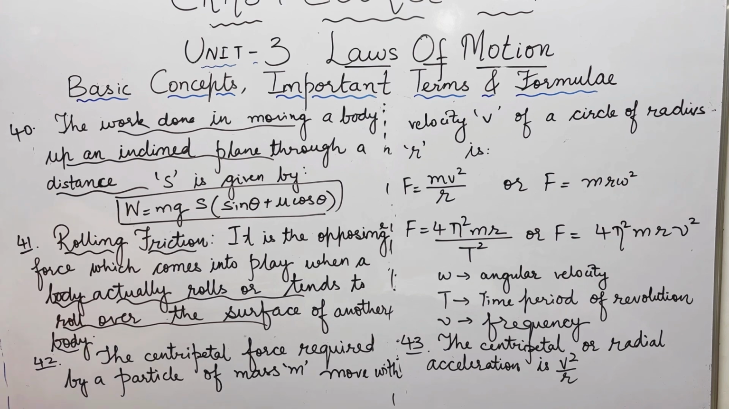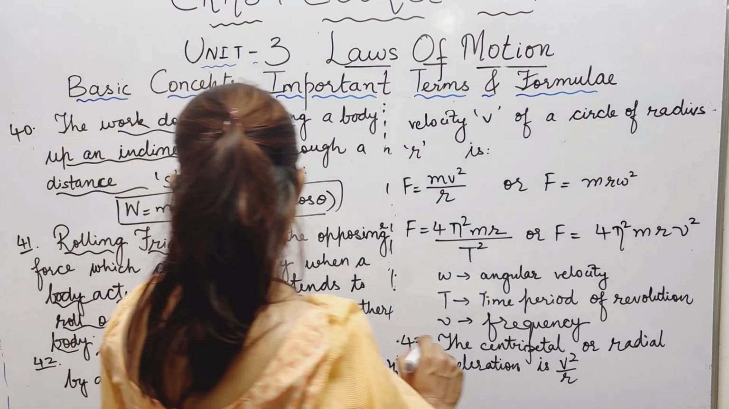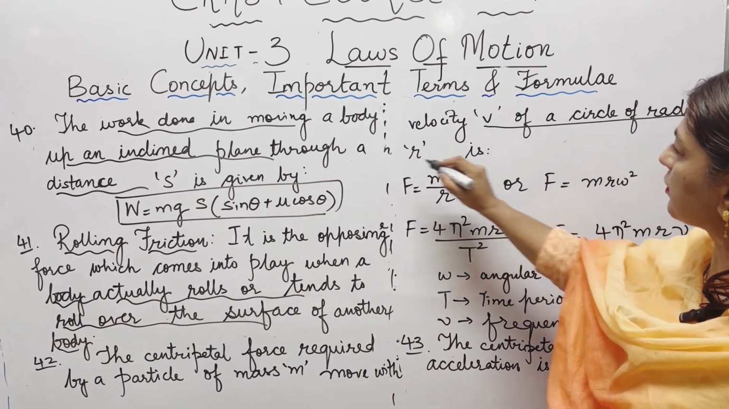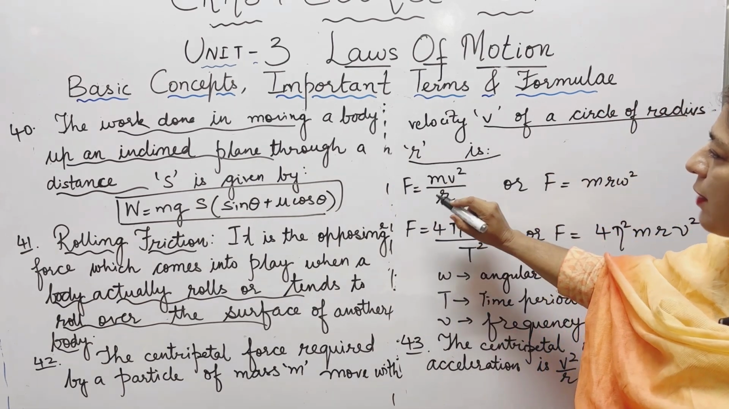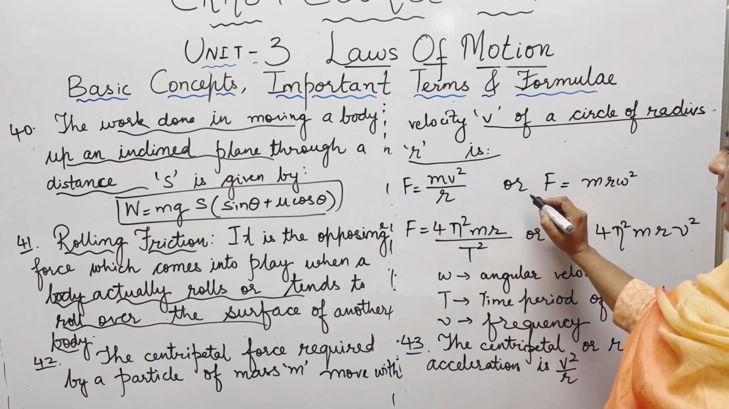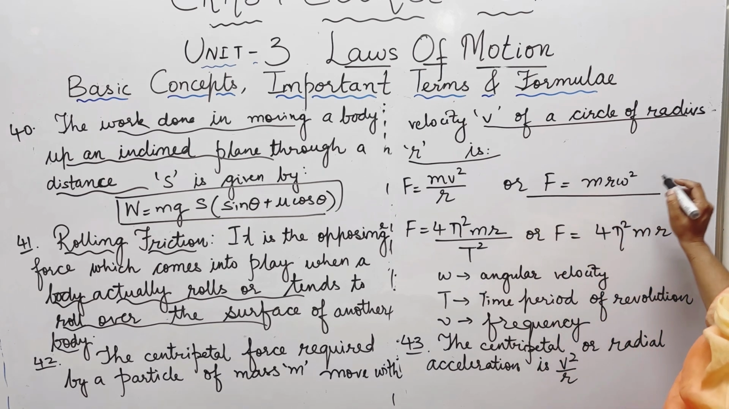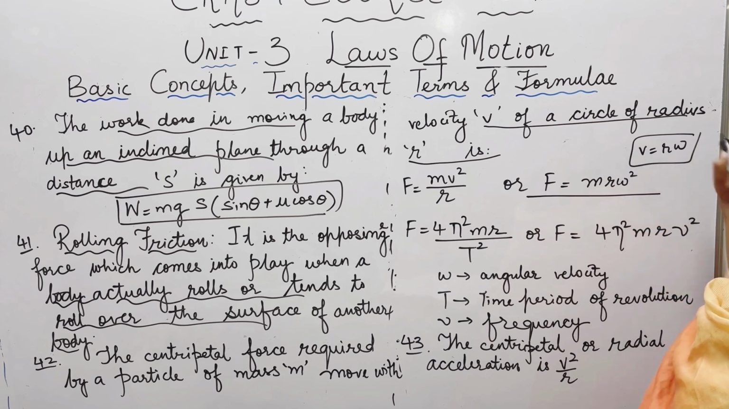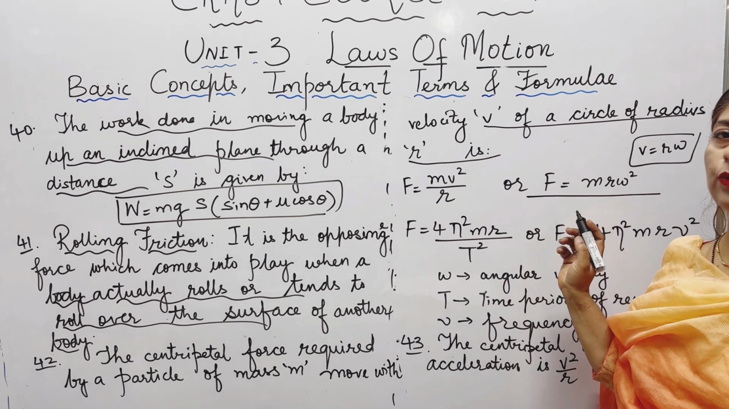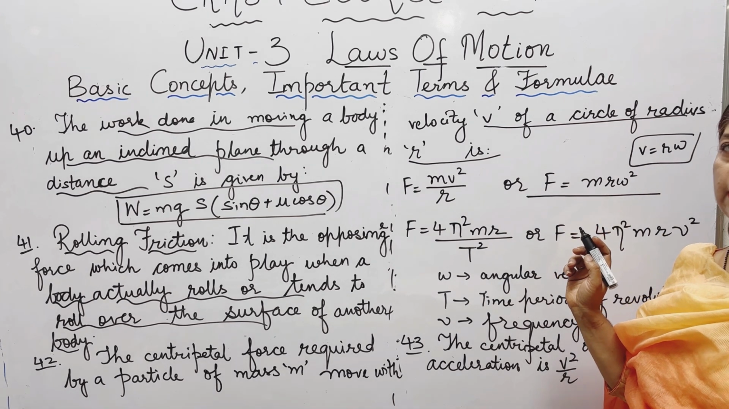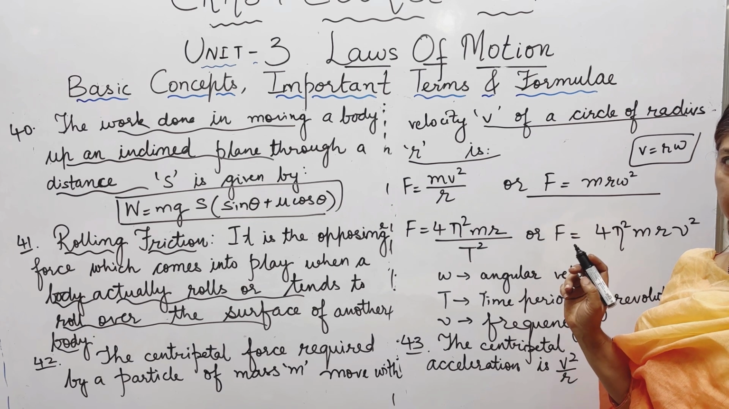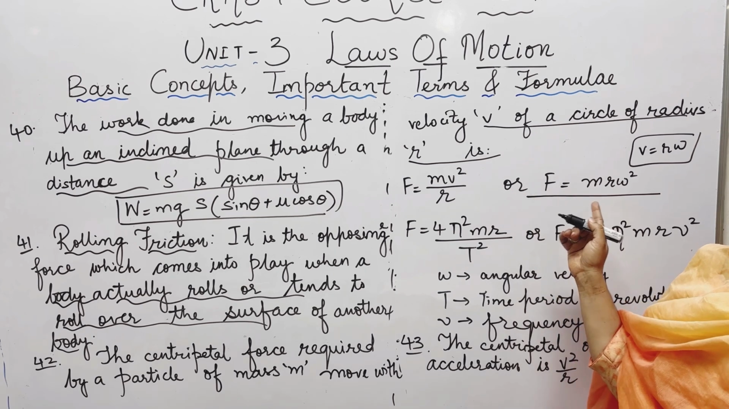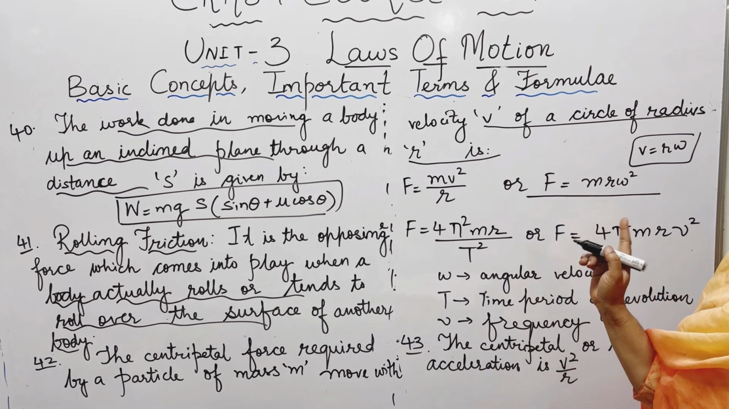The next is centripetal force. The centripetal force required by a particle of mass m moving with velocity v in a circle of radius r is given by F equal to mv square by r, or F equal to m r omega square, where v is equal to r omega. These relations, angular velocity and angular acceleration, we have already discussed in unit number 2, kinematics. You can see the link below and find those terms related to circular motion.